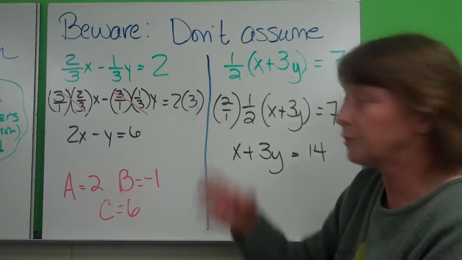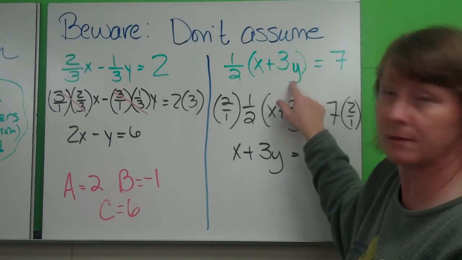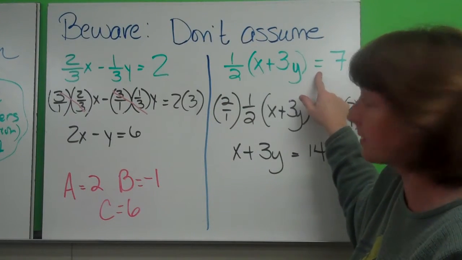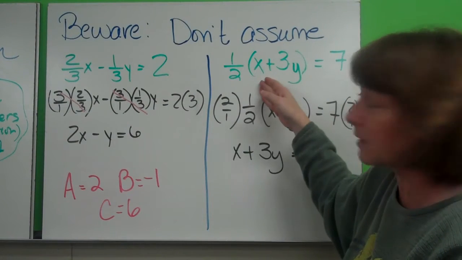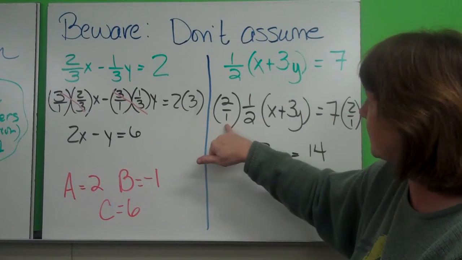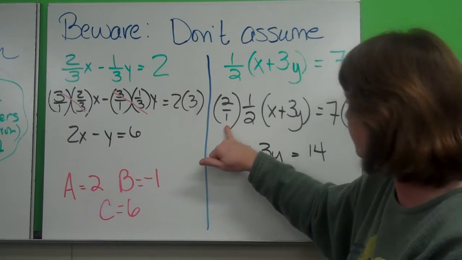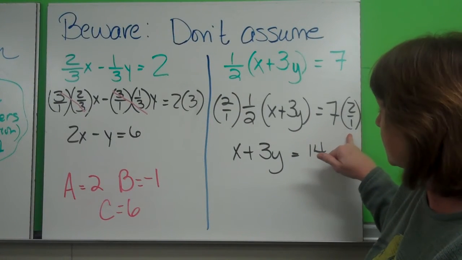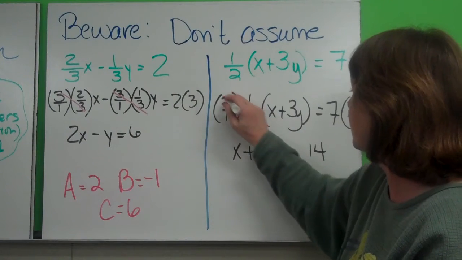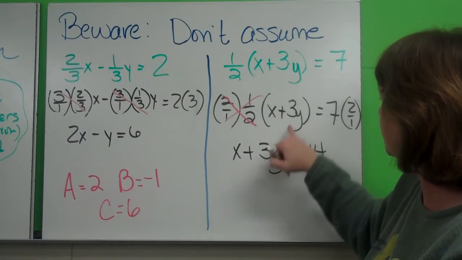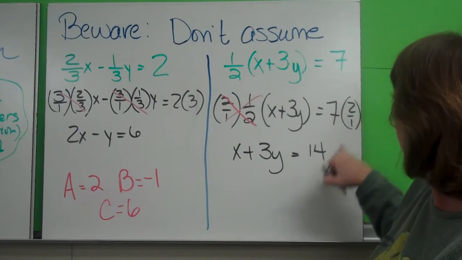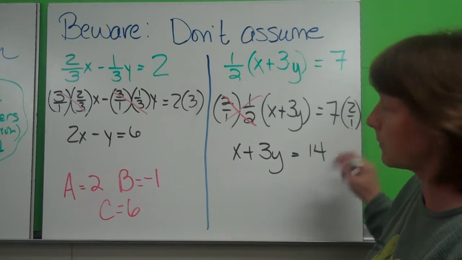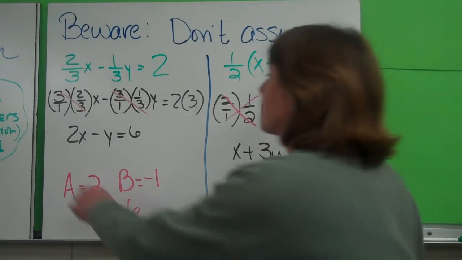On this one, you can distribute out the 1/2 to all the terms inside the parentheses. But if you need to get rid of the fraction anyway, just go ahead and multiply it by the reciprocal up front. You no longer have to distribute it. Properties of equality say we have to do it to the other side. These cancel, and that leaves you with just what's in the parentheses, and it's x plus 3y equals 14.